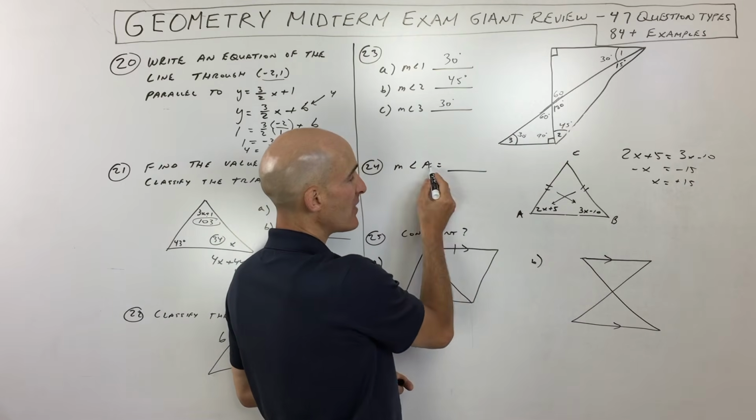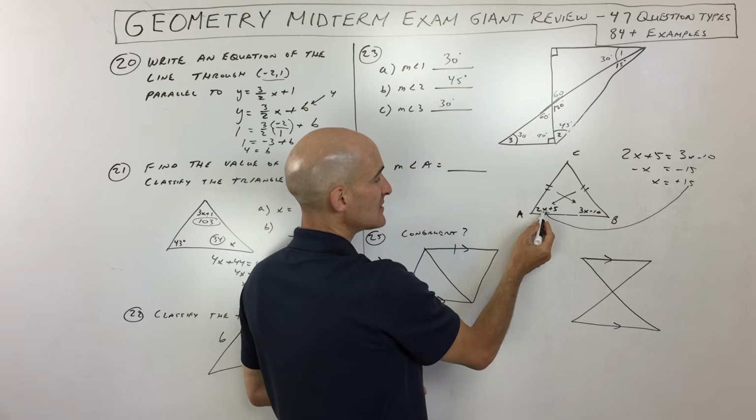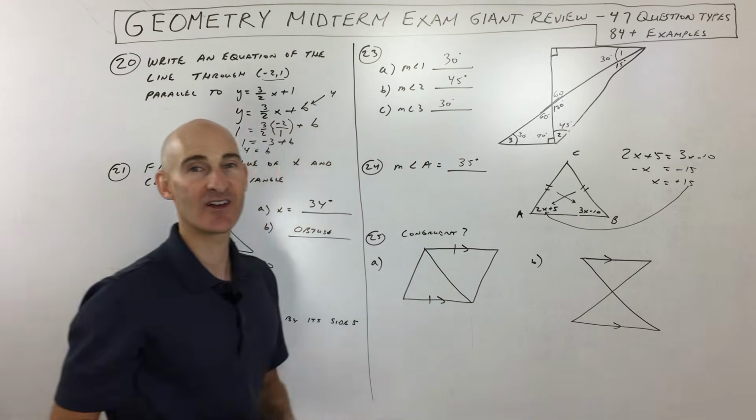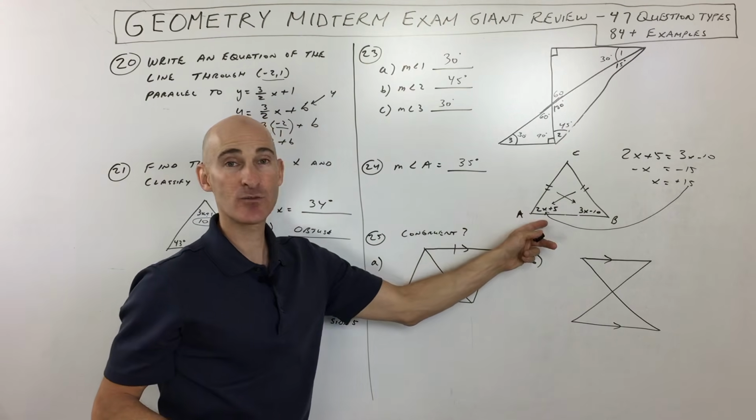But it says find the measure of angle A. Again, we have to put that back in. 2 times 15 is 30, plus 5 is 35 degrees. Okay, so you're with me so far? So do the algebra, but make sure you answer the question. Sometimes you have to put it back in.